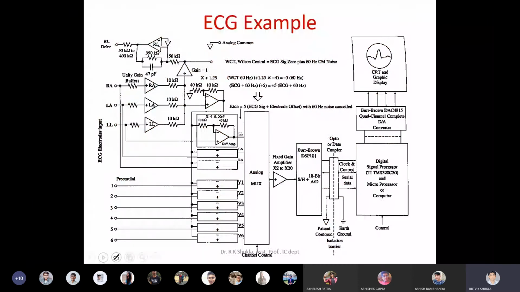So here you can see there are no filters. You cannot find any filter. You have only amplifiers. This is one amplifier. This is another amplifier. This is a fixed gain amplifier, and this is a differential or instrumentation amplifier.